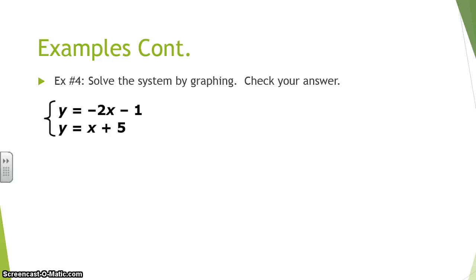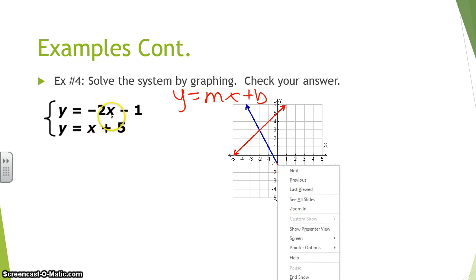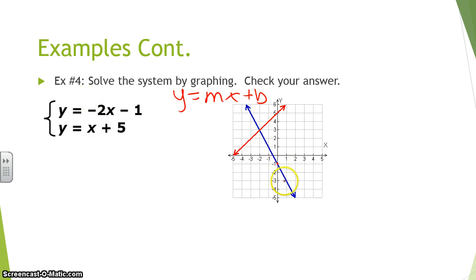Last example here, again we're going to graph these two equations and we're going to check our work. So again, we need to make sure both of these equations are in the form of y equals mx plus b, which they both are. So let's graph them. So here we have a starting point -1. So we start at -1. My slope is -2. So what we can do here is go down 2 and to the right 1, down 2 to the right 1. We can also go up 2 and to the left 1.